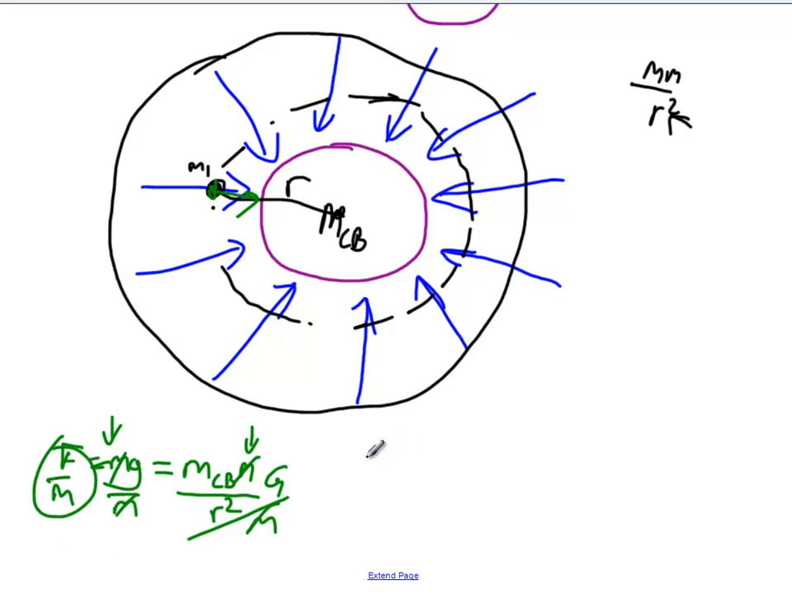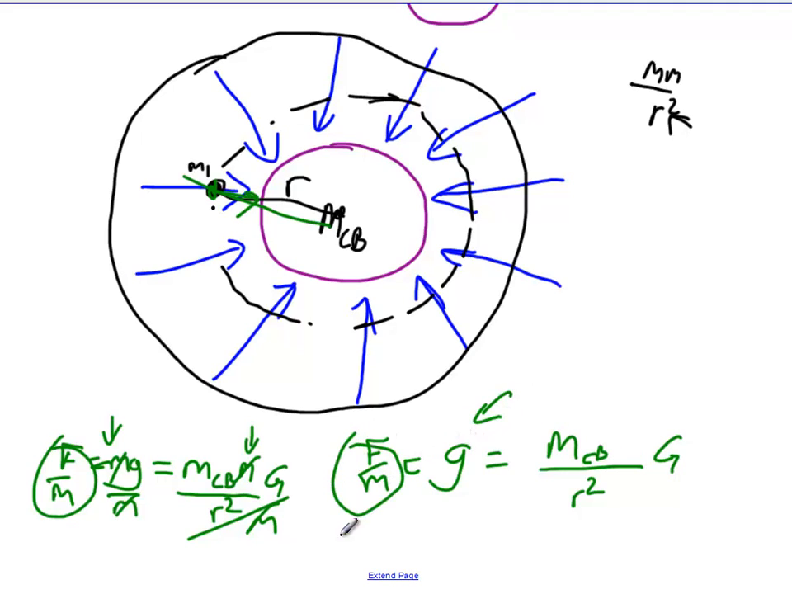So I'm left with the force per unit mass is equal to g, which equals the mass of the central body times the universal gravitational constant, divided by the distance out from the central body, squared. Now this is little g, this is big G, they're different. Little g is actually describing a force per unit of mass, right? It's measured in newtons per kilogram.